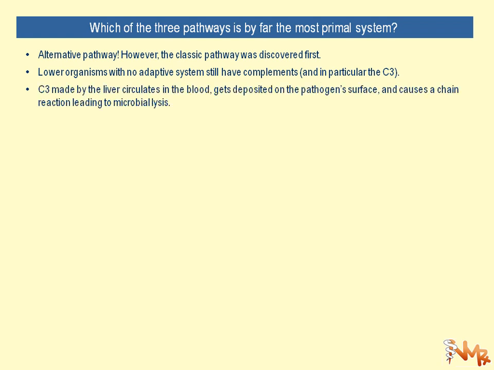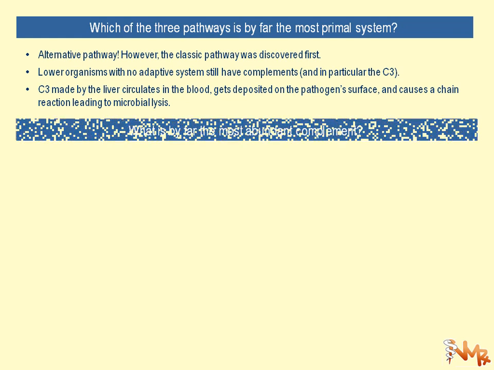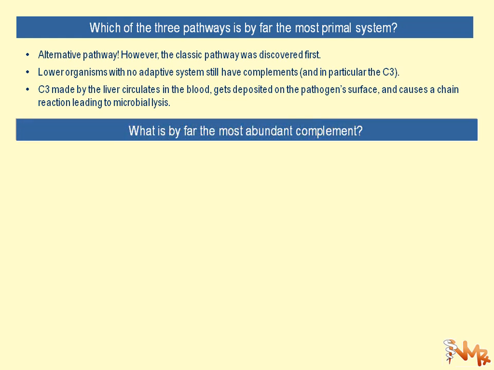So C3 is made by the liver, and it circulates in the blood. It can get deposited on the pathogen's surface, and it causes a chain of reaction leading to microbial lysis. This is the important issue related to the alternate pathway. So what is by far the most abundant complement in the body? The most quantitatively abundant complement is complement 3.